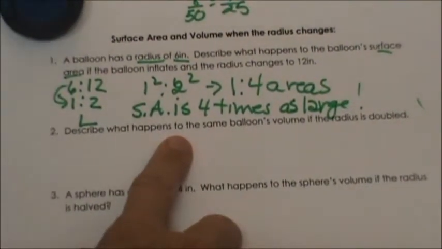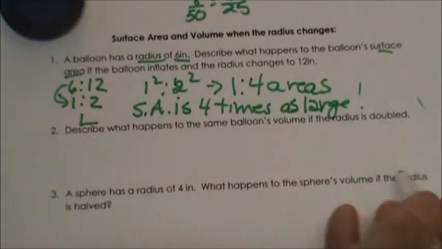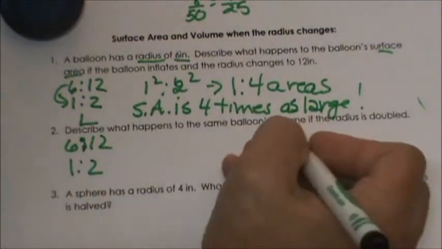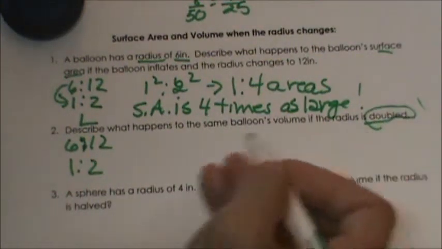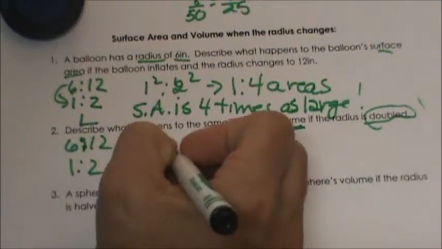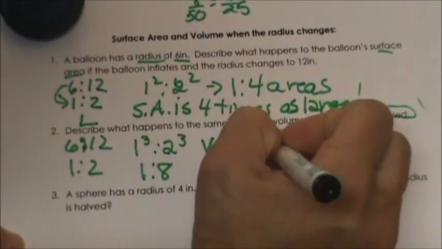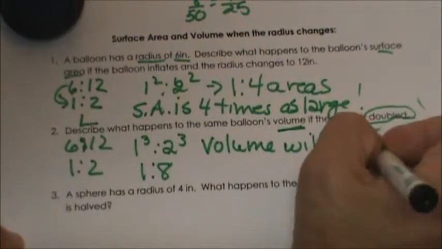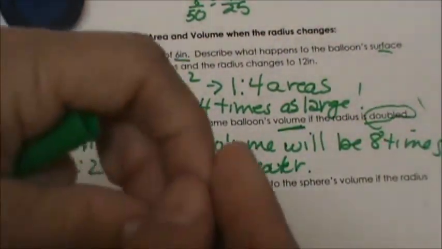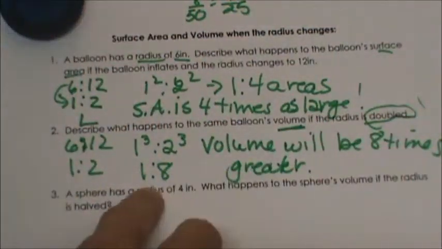Okay, describe what happens to the same balloon's volume this time, if the radius is doubled. So we had that same balloon. We had 6 to 12, which we decided was a 1 to 2 ratio, which just means it does double. So we're talking about the same balloon. What's happening to the volume? Well, for the volume, we're going to take this ratio and cube it. So let's cube 1 and cube 2. So it's going to be a 1 to 8 ratio. So the volume will be 8 times greater than the original. So if the volume of the original balloon was maybe 3, the volume of the larger one is 24. It's going to be 8 times as large.